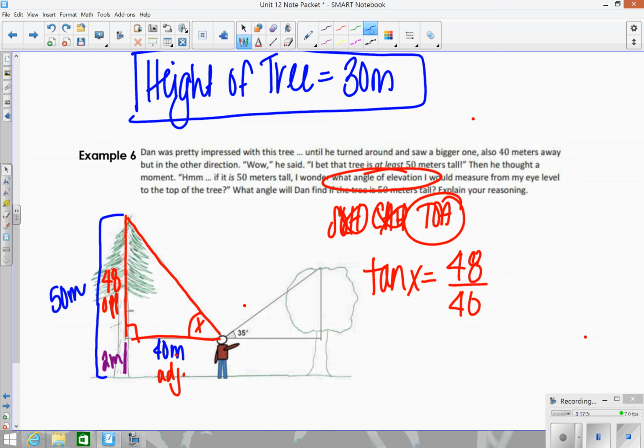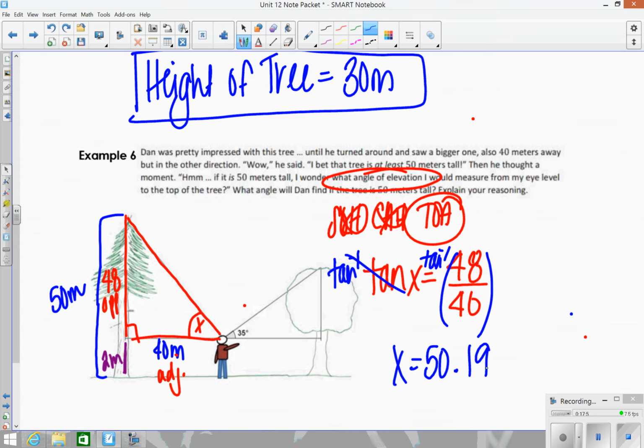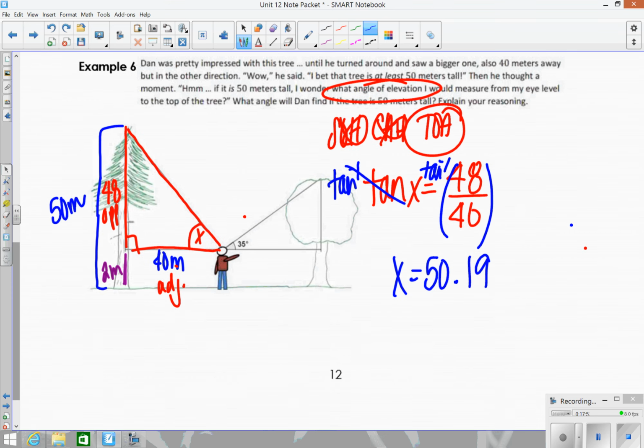You're going to take tan inverse of both sides because we need to cancel out these tans, and we need to get x by itself. So x equals tan inverse of 48 divided by 40, which ends up being 50.19 something. So if it says, what will the angle be? The angle will be approximately 50 degrees.